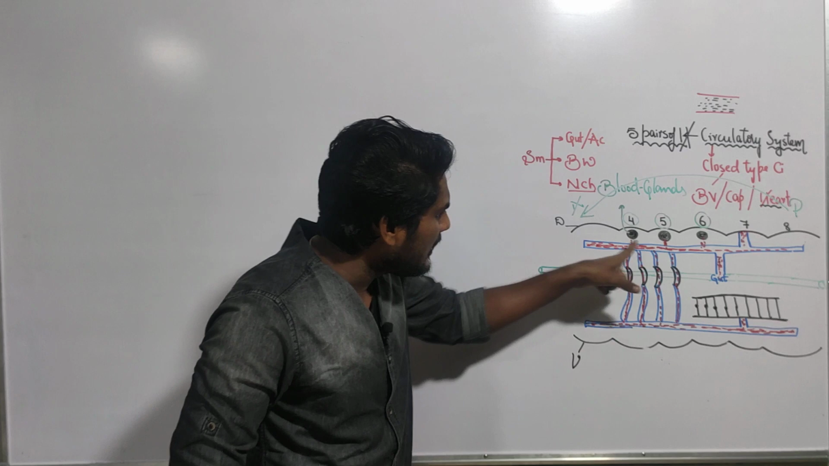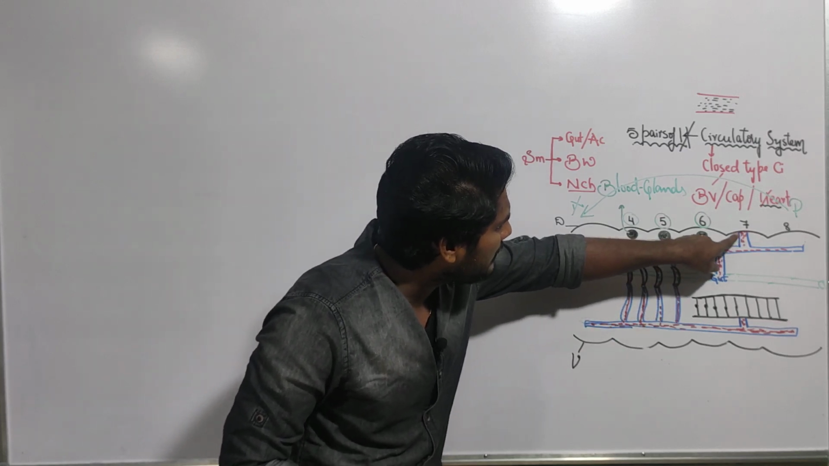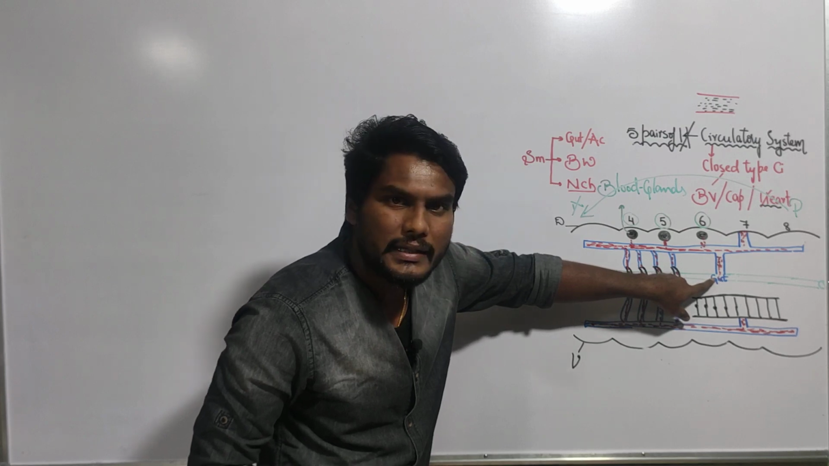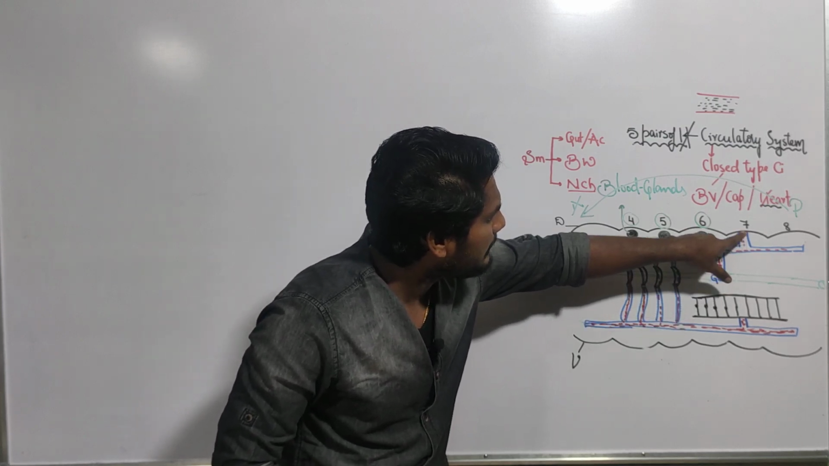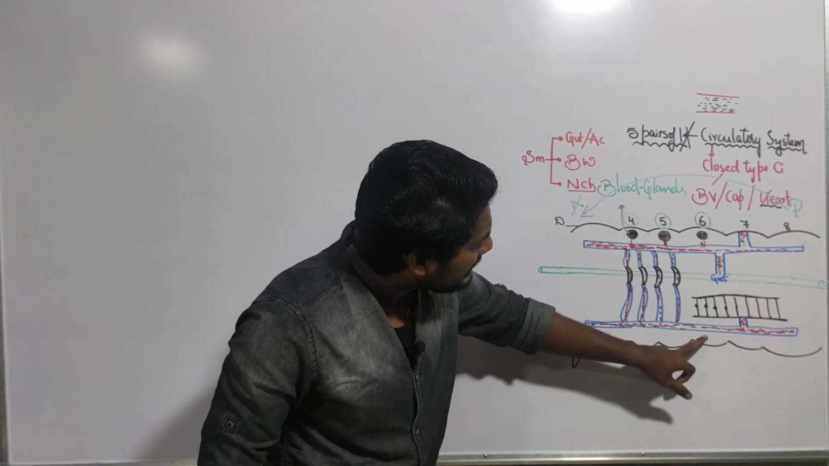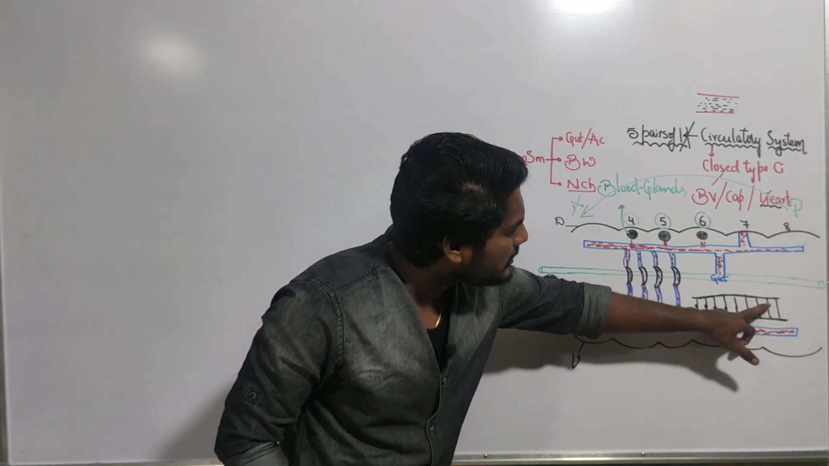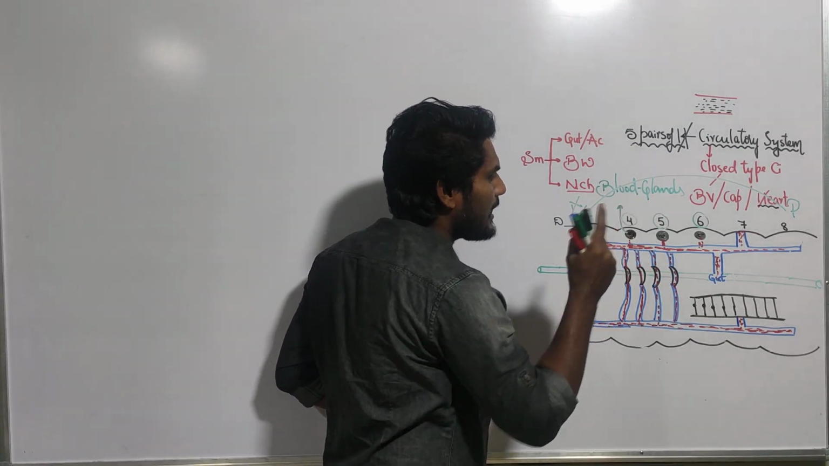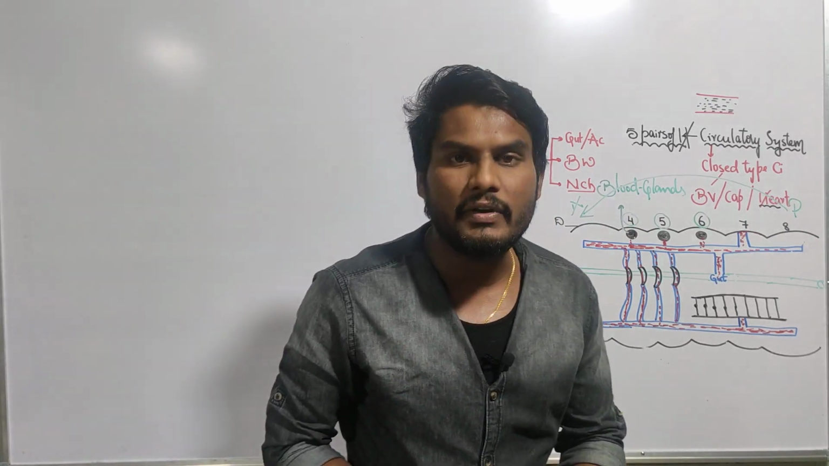This is the dorsal blood vessel. Small blood vessels from the dorsal surface: this small blood vessel is supplying the blood to the gut, this one is supplying blood to the body wall, and this one is supplying blood to the nerve cord. This you remember. And these are the blood glands. The location of blood glands is very, very important.